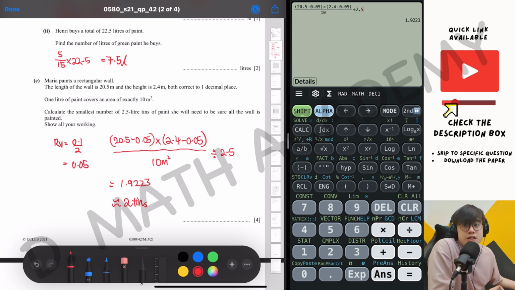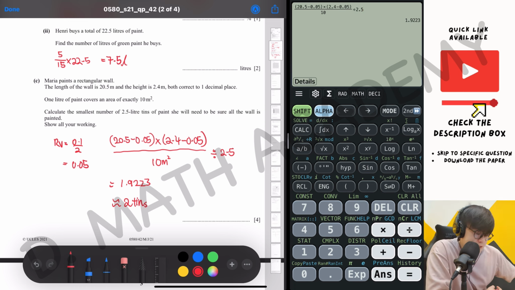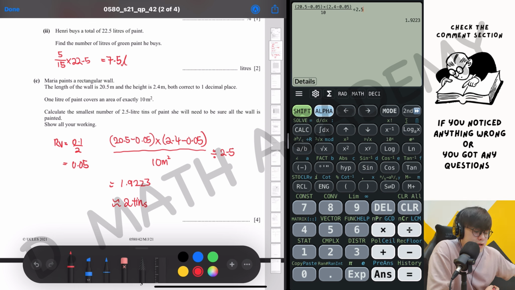So I just checked the marking scheme, and they say instead of minusing the rounding value, they added it instead. The reason why I think the solution that I attached is the correct one is because the keyword they wanted was smallest number. If my numerator is bigger, like the area of the actual wall is bigger, the paint that I need to use to paint the wall is actually more. So I think that the marking scheme here is actually having an issue.